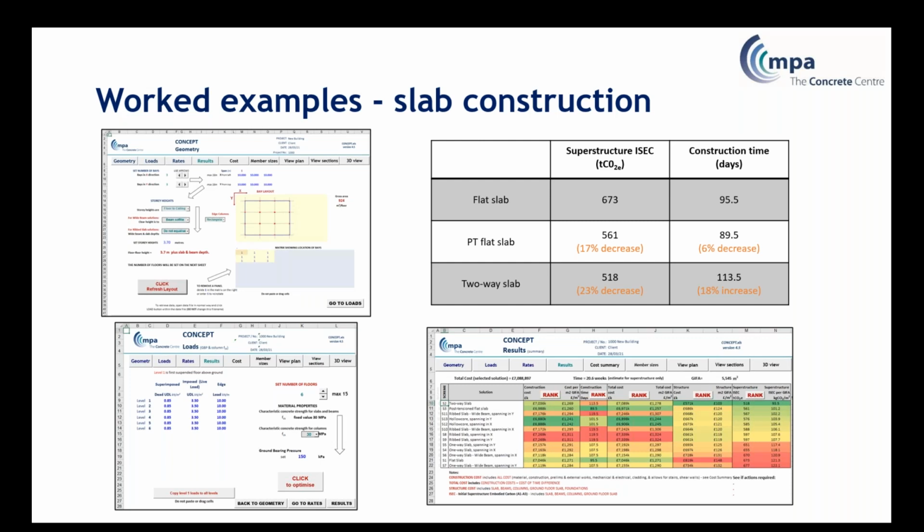So we know that flat slabs are popular and may be the option that we initially consider. However, using Concept, we can see the potential reductions in embodied carbon that we can make by selecting a post-tension flat slab instead. This gives a 17% reduction in embodied carbon and a 6-day reduction in construction time. To reduce embodied carbon further, we could adopt a two-way slab, which gives a 23% reduction in embodied carbon, although this would add almost 3 weeks to the construction time.